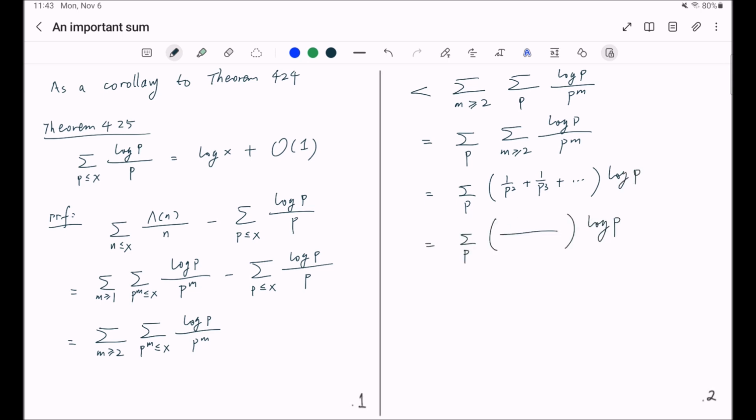By using the formula for the sum of a geometric series, this is 1 over p squared divided by 1 minus 1 over p. And from calculus, you can easily see this is a constant. Therefore, the difference between these two guys is still bounded by a constant. And this difference is also a positive number. This proves theorem 425.